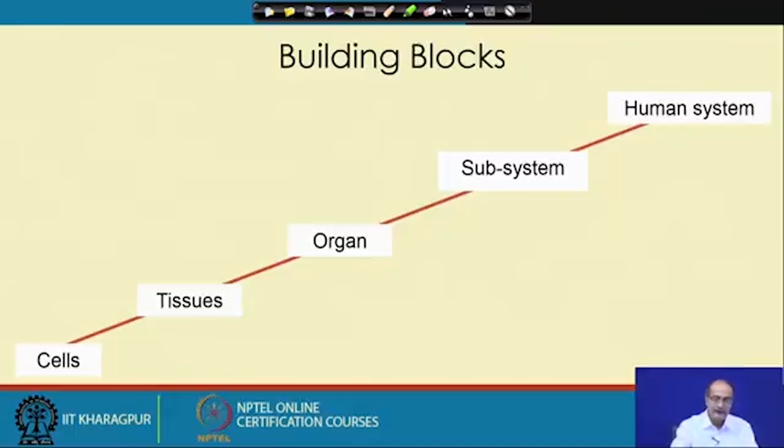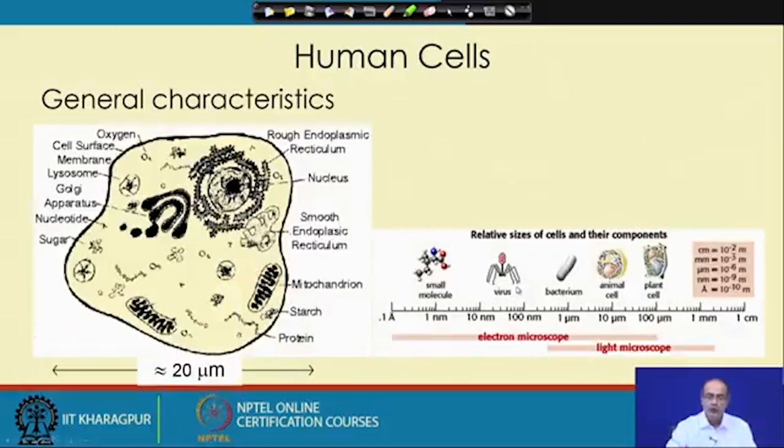Next, we would like to look at the human cells. First, let us look at the scale of size. The smallest things are the molecules, which are inert. Then we get the virus, a little bigger than them, and they are on the border between living beings and inert objects.